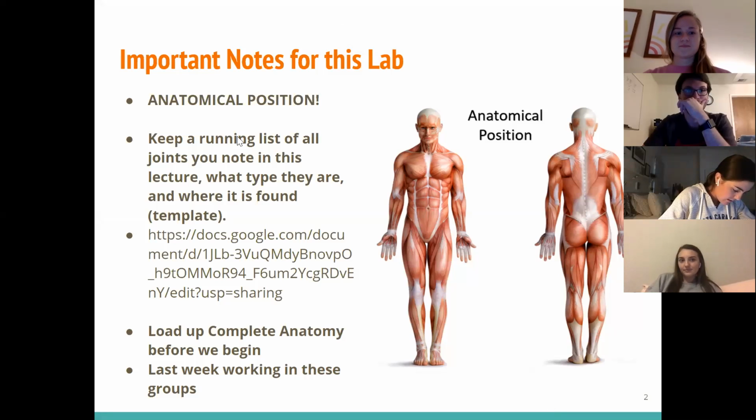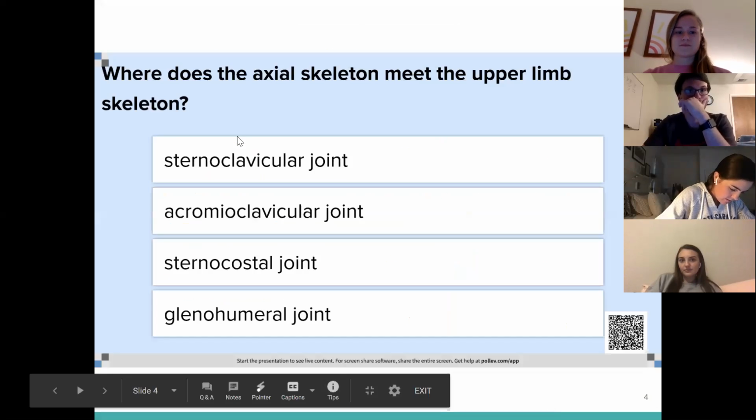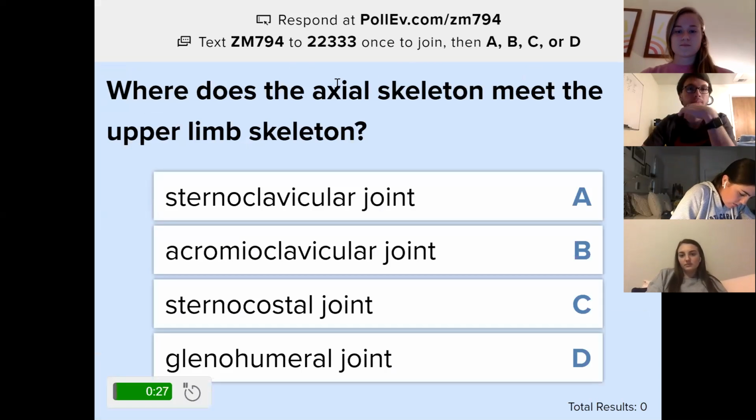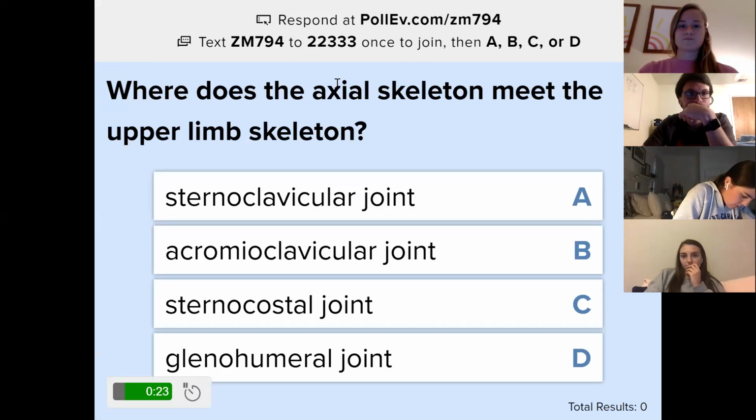Okay, so did that. Let's see what you remember from your reading. So if you can pull up Poll Everywhere, here's the URL, and you can also text. This should just be a quick basic recall.